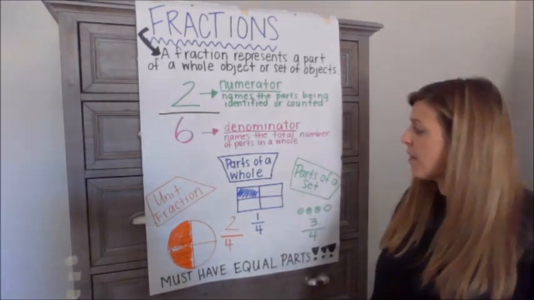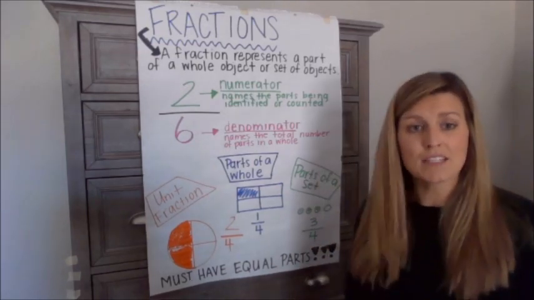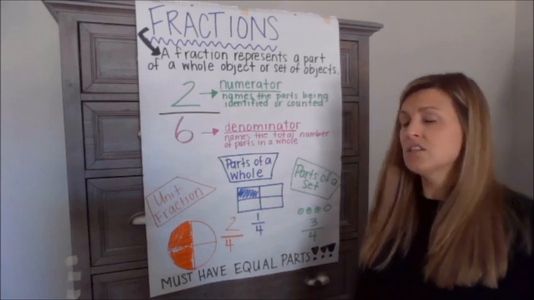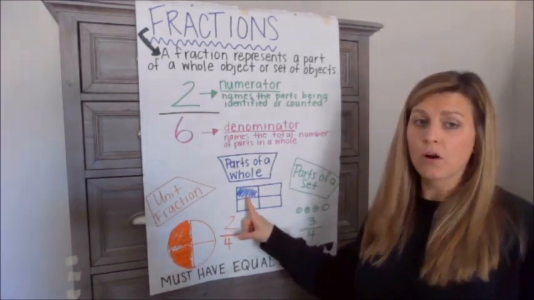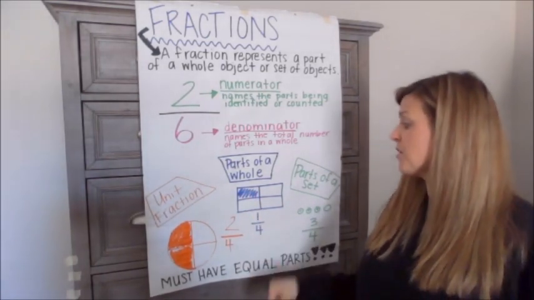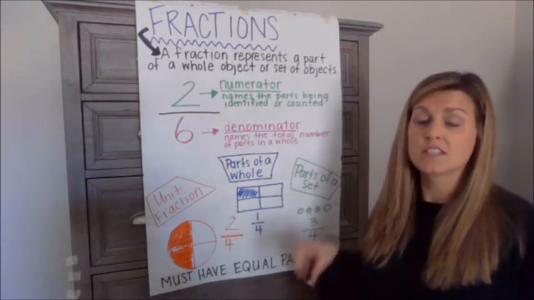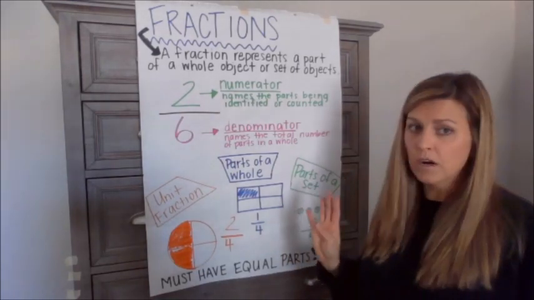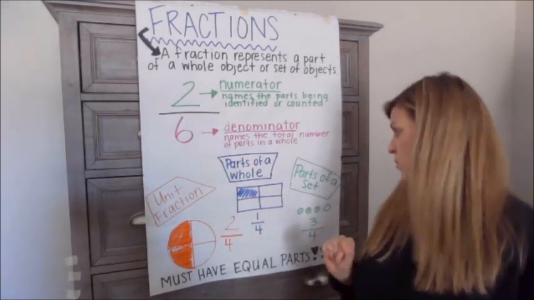Today we're going to be talking about the parts of the whole using a rectangle. So I've drawn a rectangle here, and this rectangle has 4 parts, 1 part that is shaded. So the numerator is going to be 1 because that's the 1 part that's shaded. And the denominator is going to be 4 because there's 4 parts of the whole.